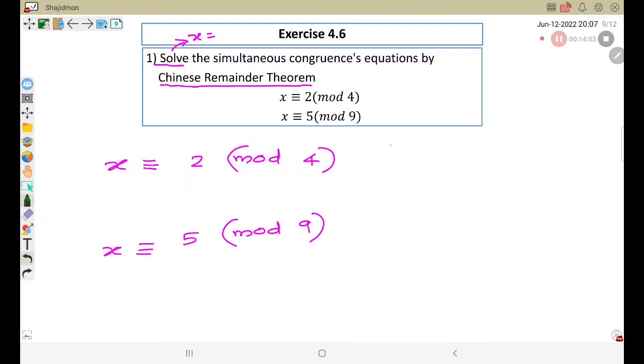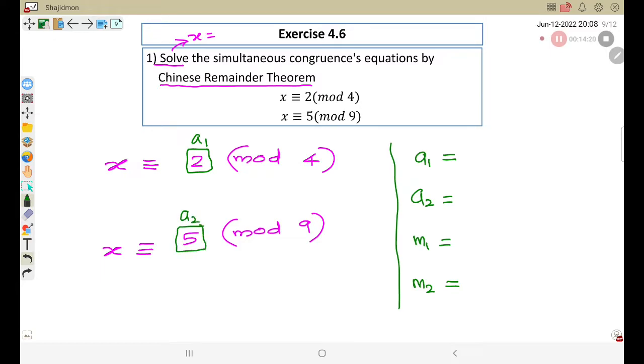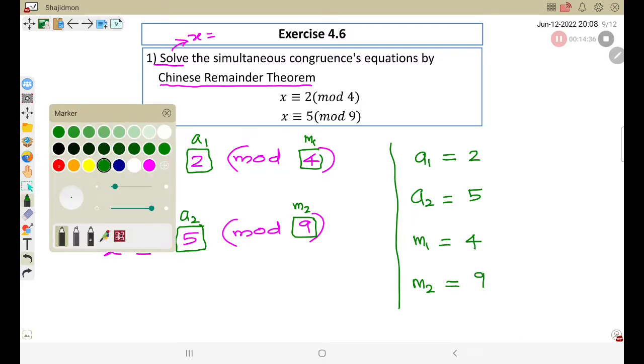Now, as I told you at the beginning, write down a1, a2, m1 and m2, these four numbers. Whatever number is here is a1, this number is a2, and here the number is m1, and this number is m2. So a1 is 2, a2 is 5, m1 is 4, and m2 is 9. First we write these four numbers.